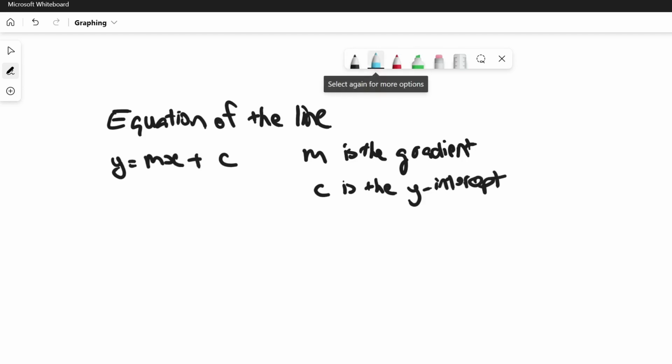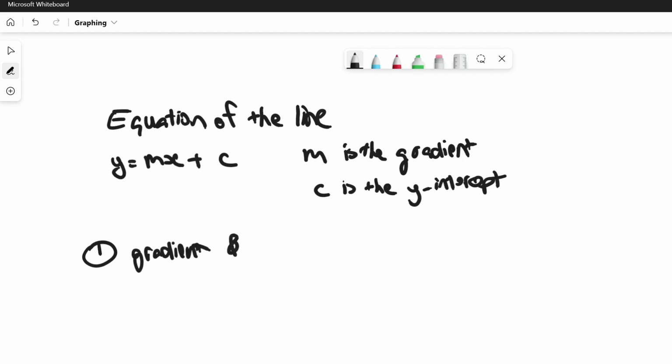So questions to do with graphing and the equation of the line will give you one of two things. So the first thing that I might give you is the gradient and y-intercept. And if they do that, then it's very simple. So the equation of the line would just be y equals to the m, which is the gradient.